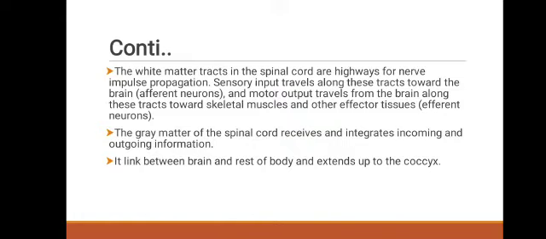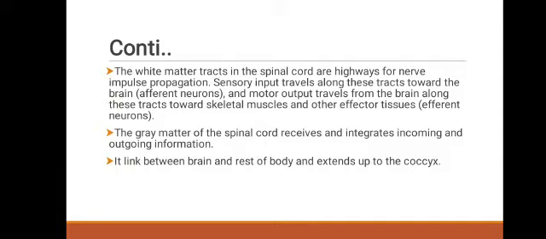The white matter tracts in the spinal cord are a highway for nerve impulse propagation. Sensory input travels along this tract towards the brain, that is the afferent neuron. Next, what is an afferent neuron? Afferent nerves are also called sensory nerves. These nerves transmit impulses from the periphery of the body to the spinal cord and then to the brain, where they are interpreted. They arise at sense organs and terminate at the brain.